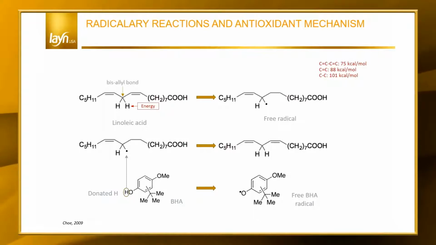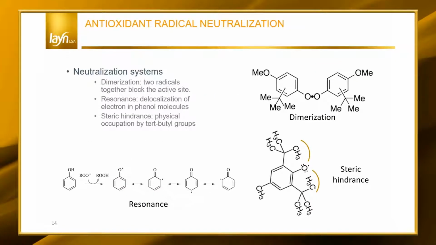When this hydrogen has been delocalized from the linoleic acid, it turns itself into a free radical. The role of an antioxidant is to donate this hydrogen and to recover the fatty acid. At this moment, the antioxidant, and here we are using BHA as an example, turns itself into a free antioxidant radical. Radicals don't interact with other fatty acids because they tend to be neutralized by several systems. Some of those are in this slide.